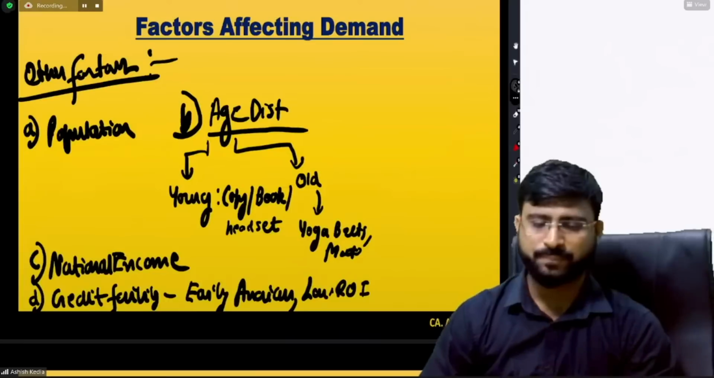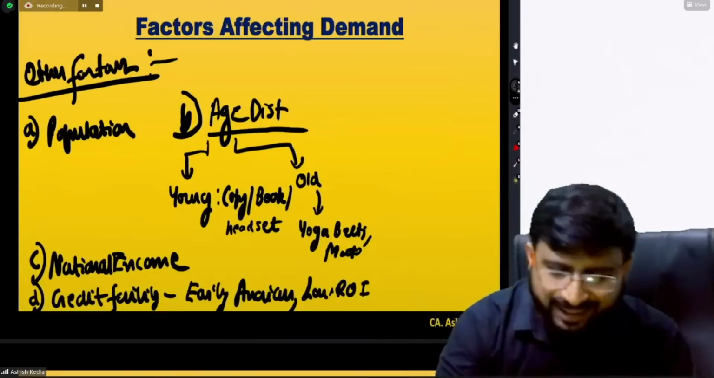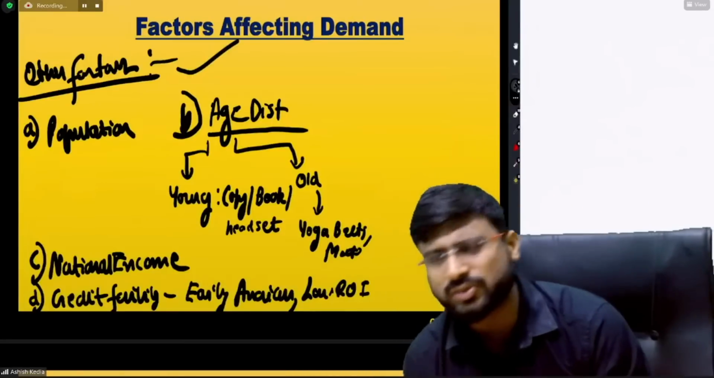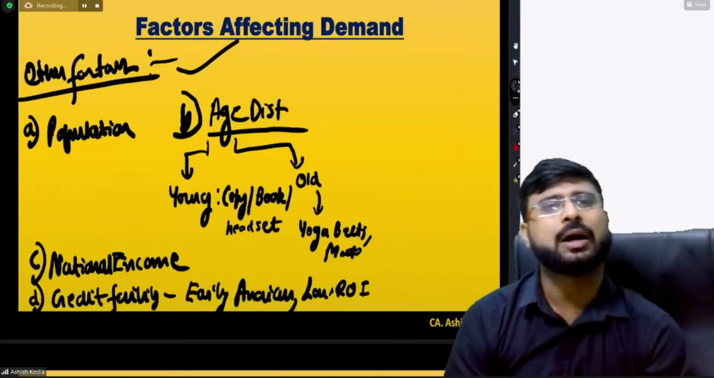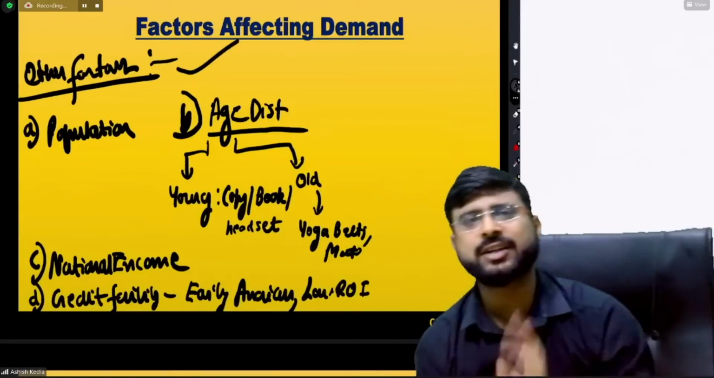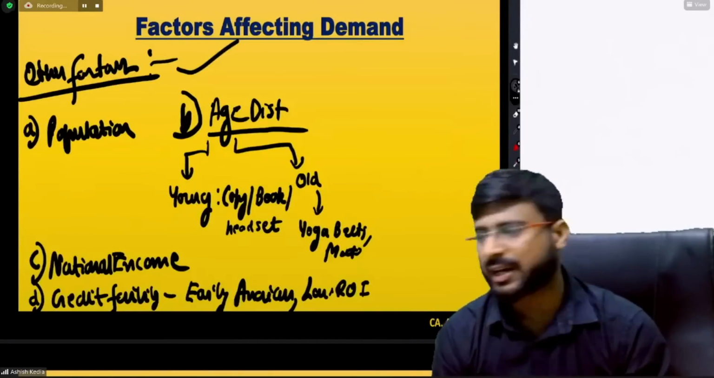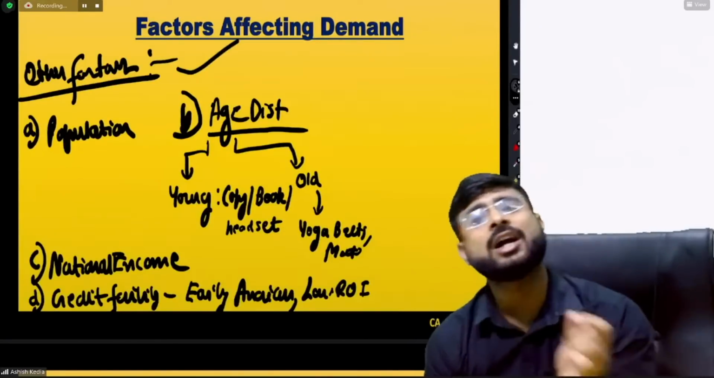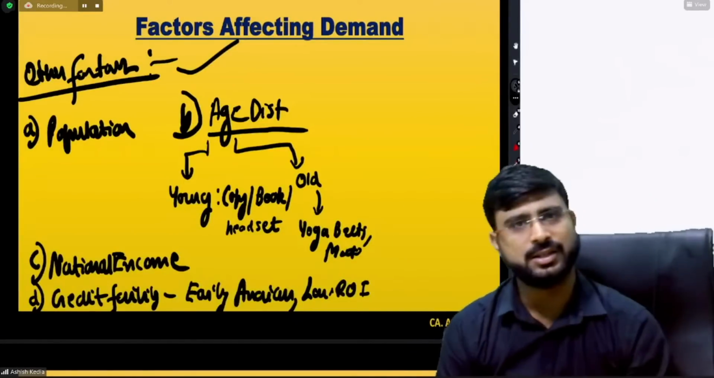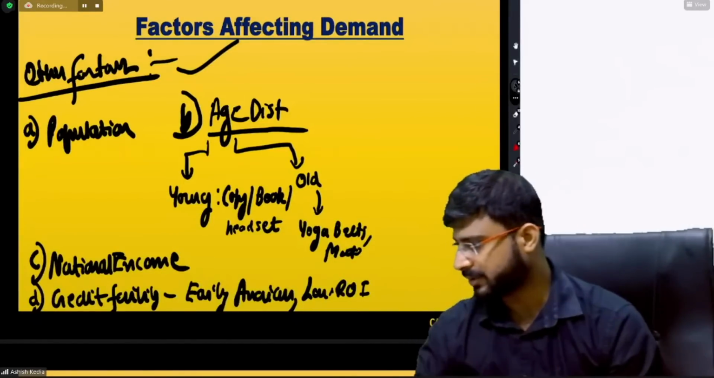Okay, great, everyone. Now, everyone, we are discussing other factors affecting demand. So only this much is not what affects demand. There are other factors also which affect demand. There are more factors that affect demand. We are now going to study those factors. Okay.